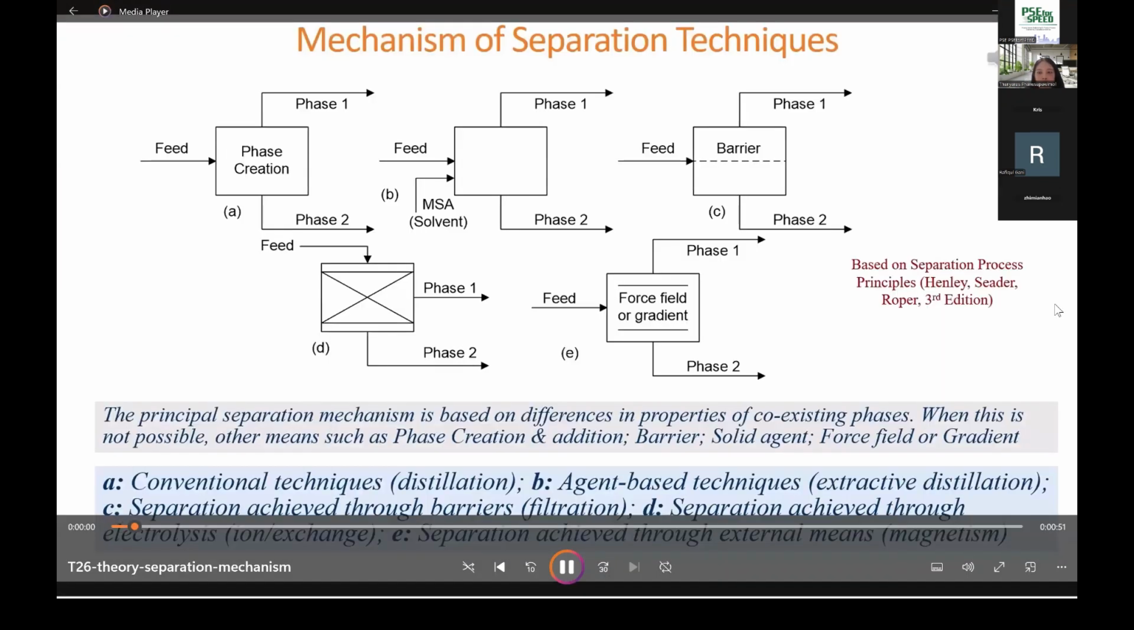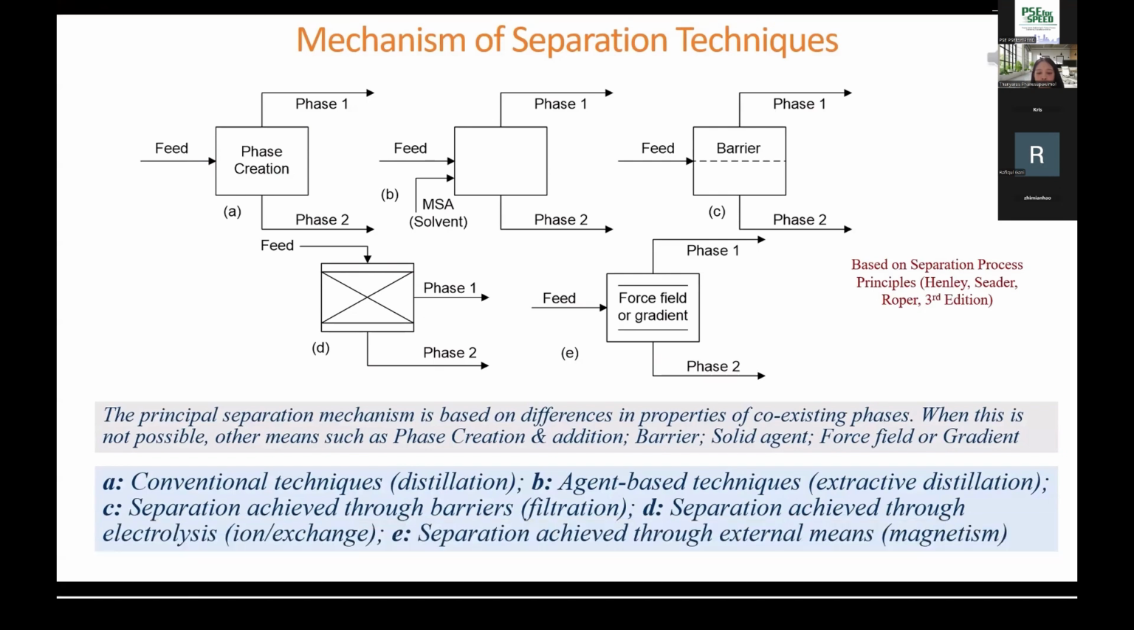The principal separation mechanism is based on differences in properties of coexisting phases. As the figure shows, there are generally 5 types of separation processes, namely, Type 1, conventional techniques, for example, distillation. Type 2, agent-based techniques, for example, extractive distillation, absorption. Type 3, separation achieved through barriers, for example, filtration.